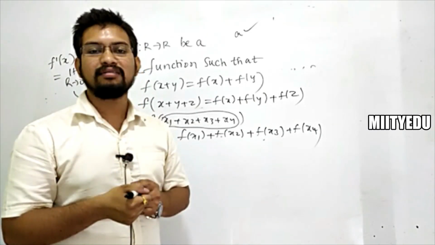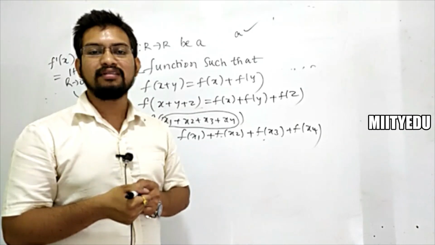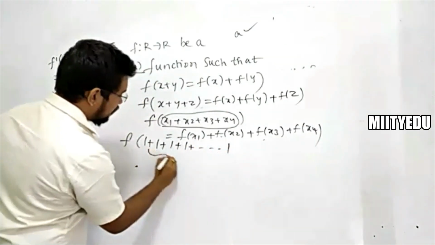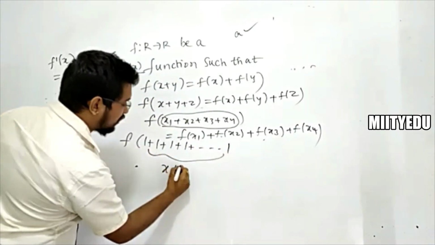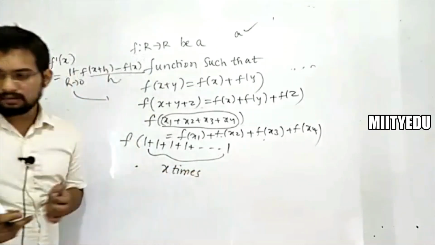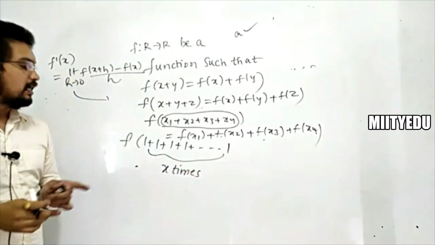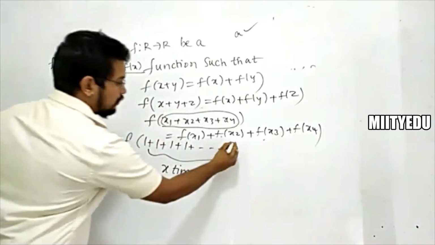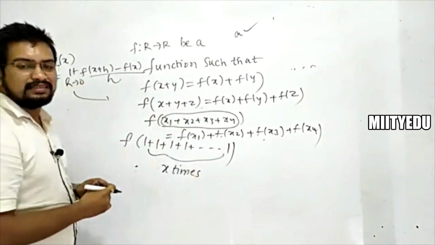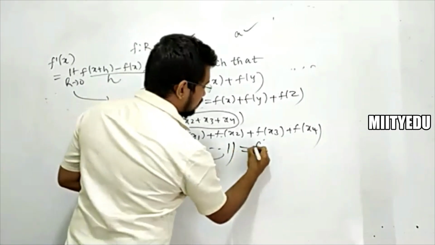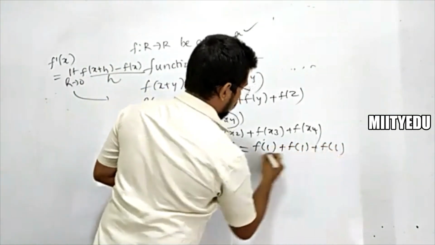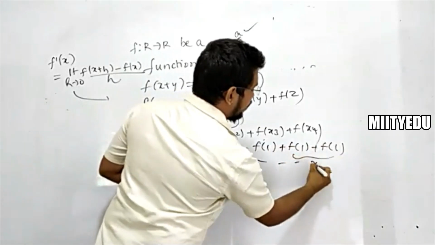Now I'll write f of 1 plus 1 plus 1 and so on up to 1, x times. Again, I'll write it as f of 1 plus f of 1 plus f of 1 and so on, x times.